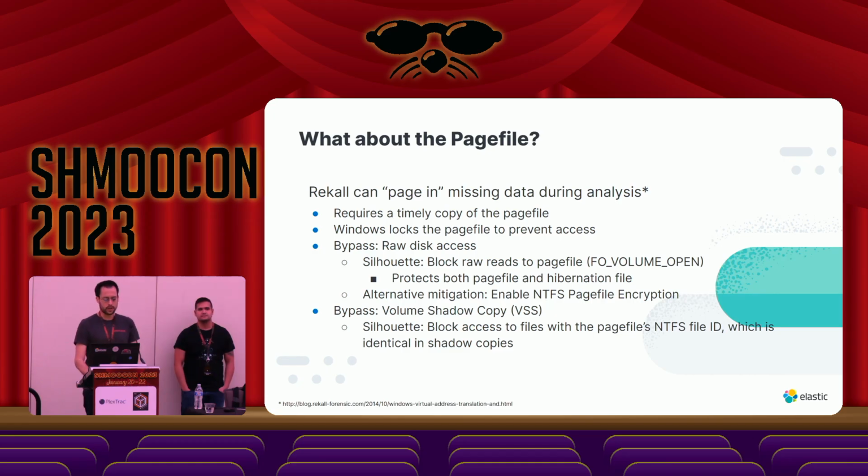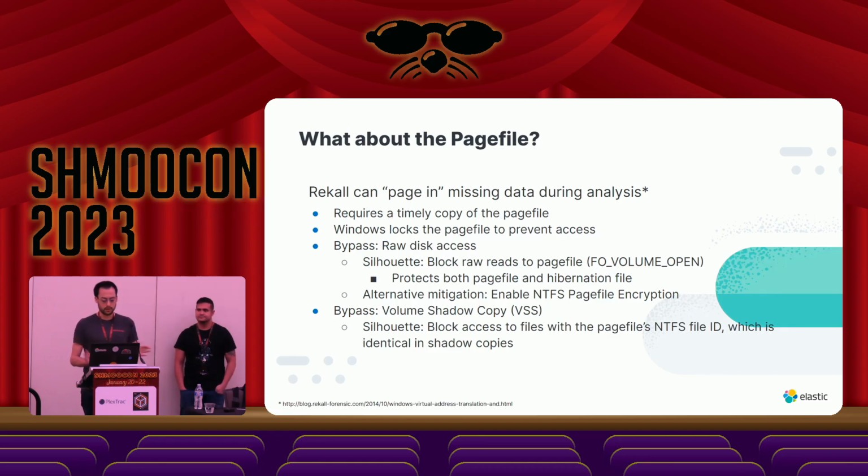While Windows is running, it keeps the page file locked to prevent access. Attackers can work around this with tools such as Invoke-NinjaCopy that access the raw disk directly, bypassing the file system. Invoke-NinjaCopy, for example, will parse the NTFS data structures on disk, the master file table, and locate the file's data and then copy it. Silhouette can detect and block such direct disk access, protecting both the page file and the hibernation file.